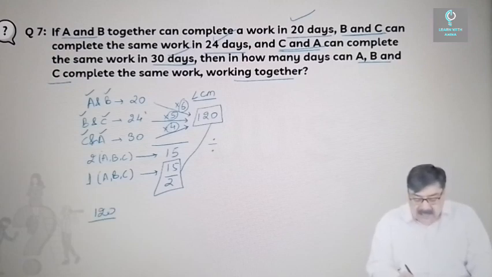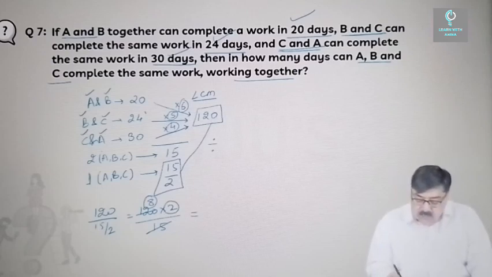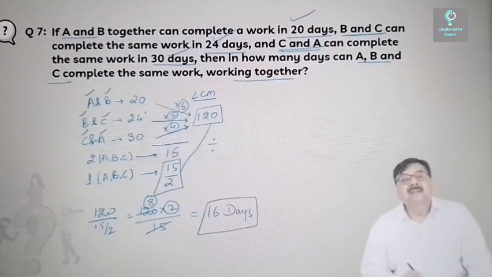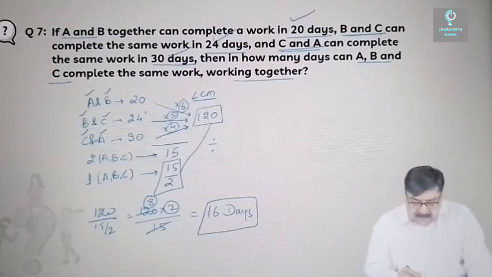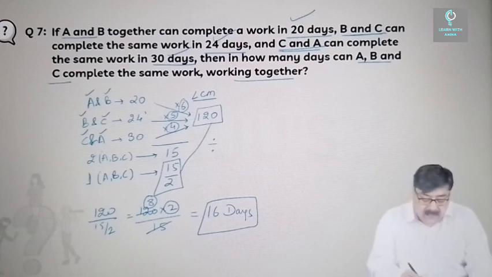So 120 by 15 by 2, that is 120 into 2 by 15. 15 into 8 is 120 and 8 into 2 is 16. So A, B and C together will be able to complete this work in 16 days. So just notice this, that A, B and C, each person's working ability or efficiency has been included twice here. This is A1, let us say this is A2, kind of a thing, alright?